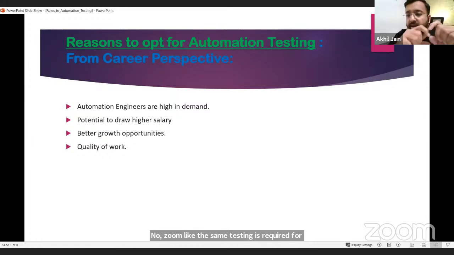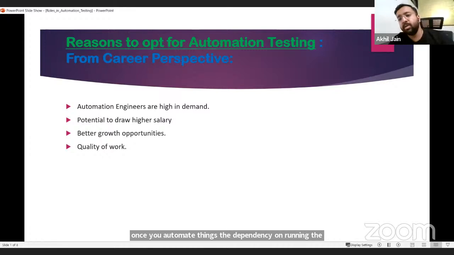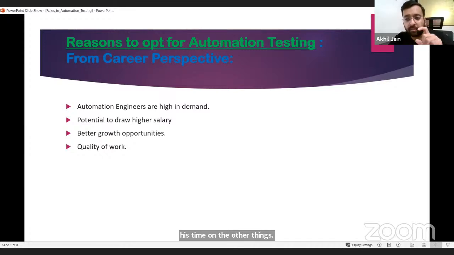And it is the best candidate when you are looking to identify what test cases need to be automated, and if you look, there would be many. So automation testing helps you reduce that effort. Once you automate things, the dependency on running them gets removed, so that the same person can invest his time in other things, right? So from the project perspective, understand why they would be looking for someone who has those skills.